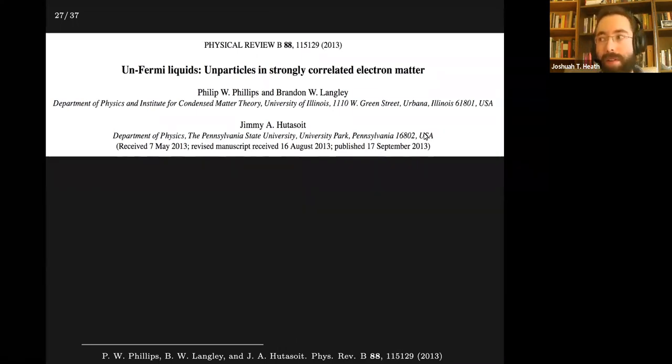And basically, an unparticle is a physical particle-like structure that has a finite mass but is still conformally invariant. So it's still scale invariant. It's basically a step beyond the standard model, and it can't be described by the normal standard model of physics. And what Philip Phillips and company first showed was that maybe we could have something like this in a condensed matter sense. So can we actually have an unfermi liquid?